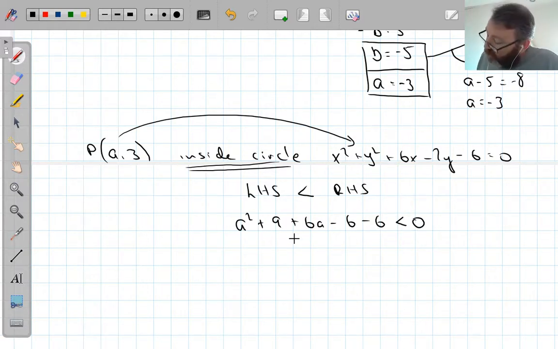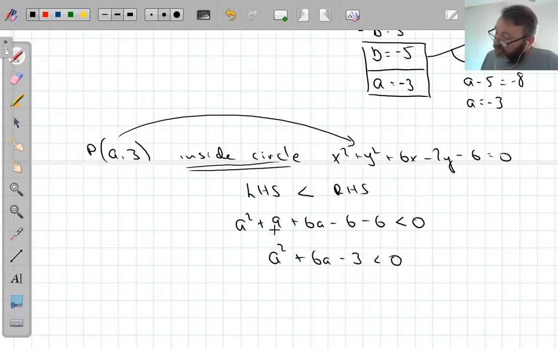Okay, now work this out as a quadratic equation. 9 take 6 is 3, take 6 again is minus 3. So we get a squared plus 6a, and then as we said already, minus 3 is less than 0, because 9 minus 6 and minus 6 again.